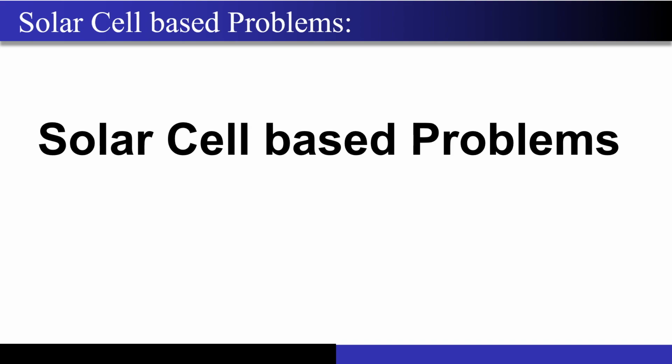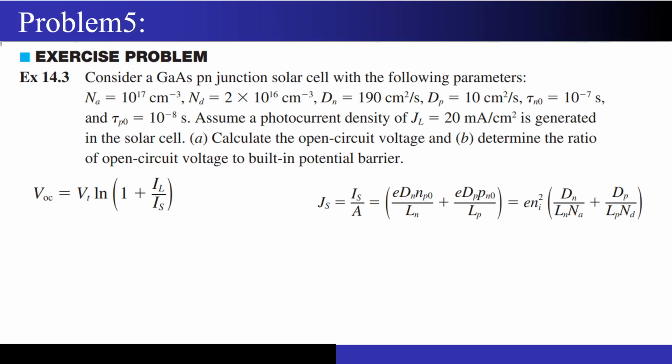And now we will solve a few problems based on the solar cell. So now let's look at the first problem. It has been taken from the exercises of Donald Neamen. Let's look at problem number 5. Just give me a second. So what is this problem asking us? It is telling us to consider a gallium arsenide PN junction solar cell. It is gallium arsenide, not a silicon one, right? A solar cell with the following parameters.